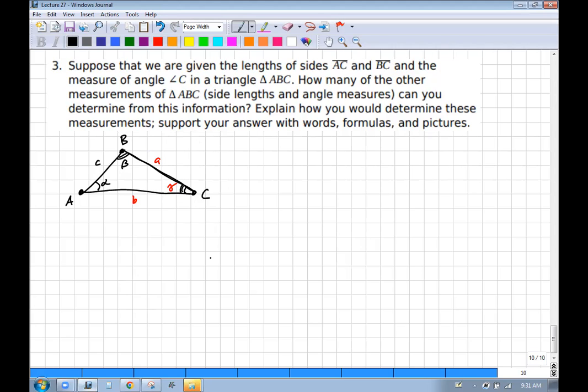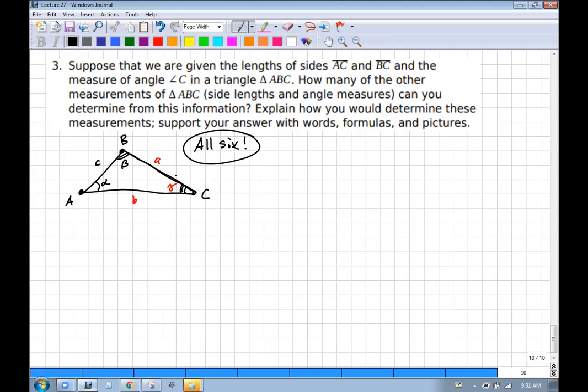Can you determine from that how many other measurements of triangle ABC, sides and angles, can you determine? We have 3 out of 6, right? There's 3 sides, 3 angles. If we have 3, we can solve the whole triangle. All 6.